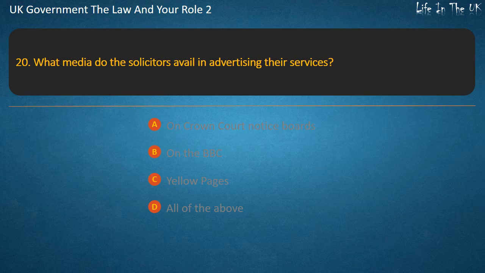Question 20. What media do the solicitors avail in advertising their services? On Crown Court notice boards. On the BBC. Yellow pages. All of the above. Answer. Yellow pages.